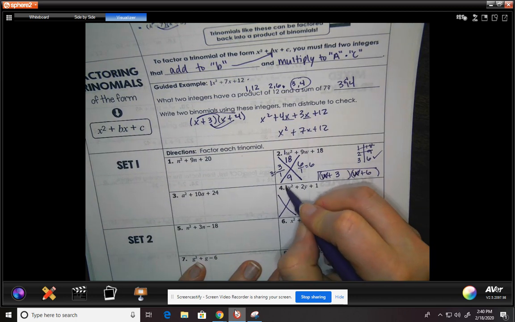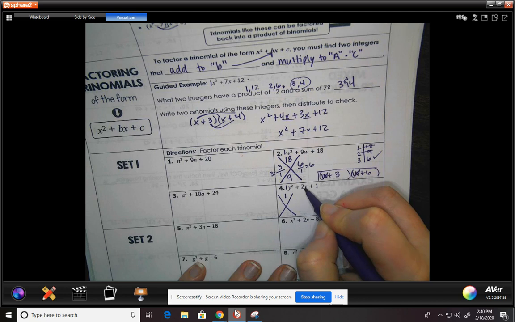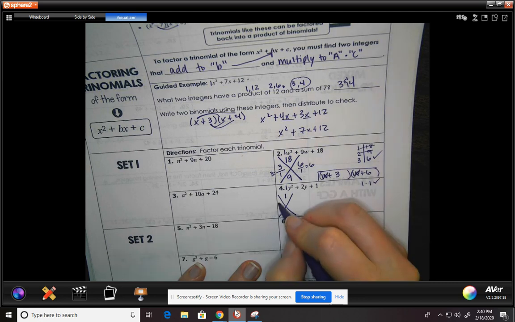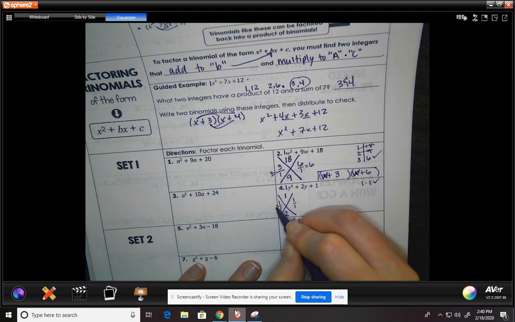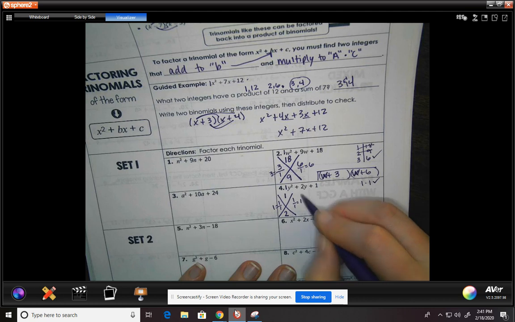I'm going to take 1 and multiply it by 1, which is 1, and I need to add to 2. So my multiples of 1 are 1 times 1, and that's it. That also adds to 2. So I put a 1 here and a 1 here. I'm going to divide by 1. 1 divided by 1 is 1. 1 divided by 1 is 1. So I'm going to put y plus 1 and y plus 1.